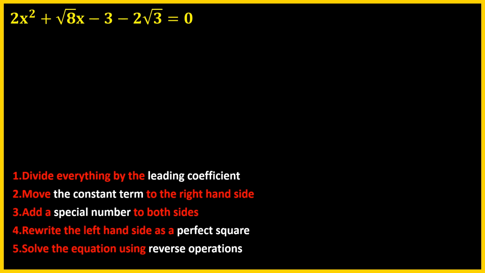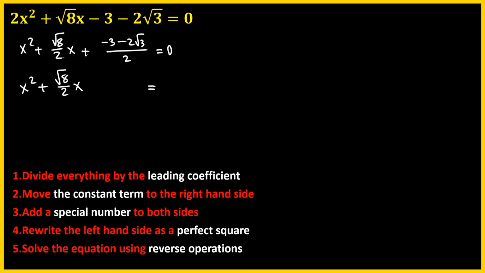So first we need to divide everything by 2, the leading coefficient. So we get x squared plus root 8 divided by 2 times x plus negative 3 minus 2 root 3 divided by 2 equals 0. And then we need to move the constant term to the right-hand side. So we have x squared plus root 8 divided by 2 times x equals positive 3 plus 2 root 3 divided by 2. Now notice that square root of 8 is the same thing as 2 root 2. So this is going to be 2 root 2 divided by 2, which is root 2. So the coefficient of x is root 2.